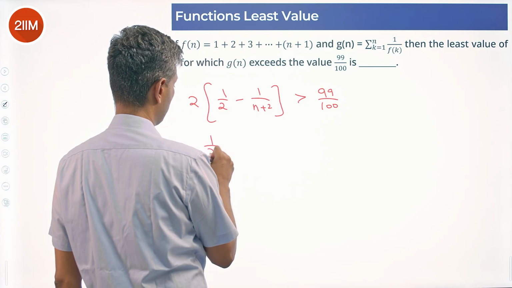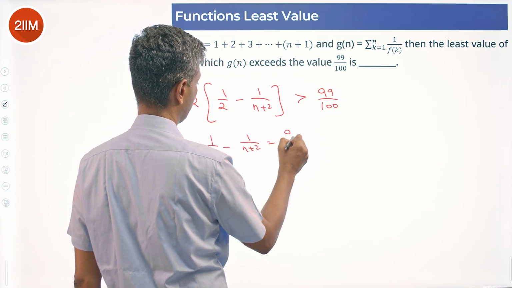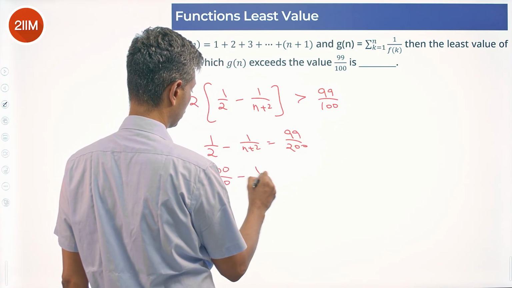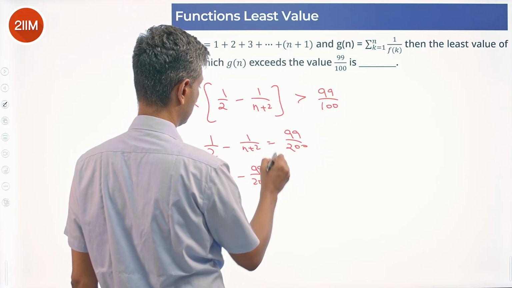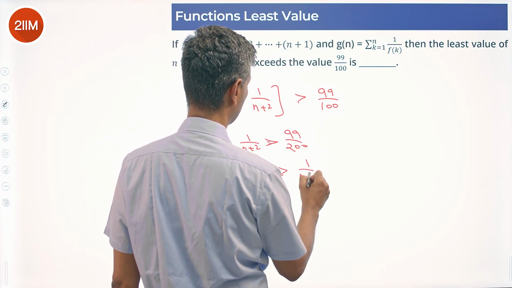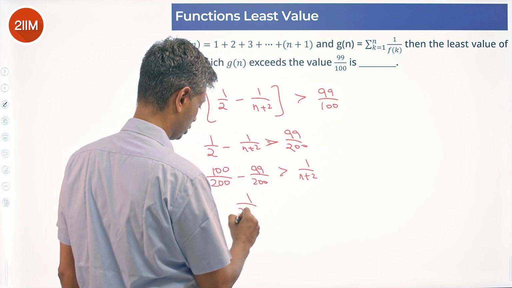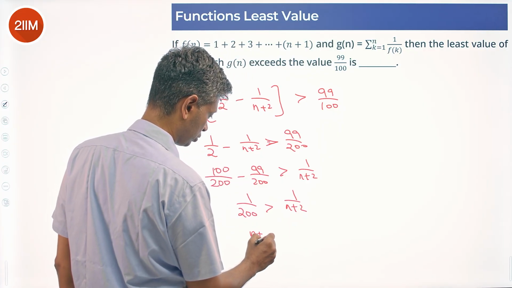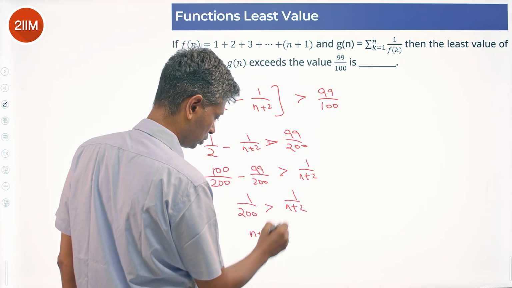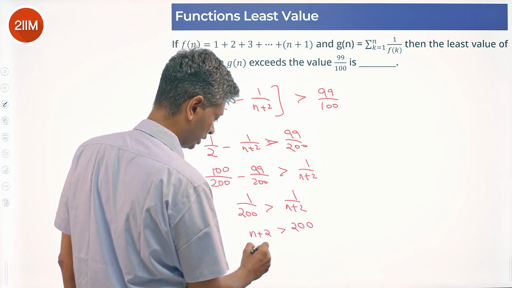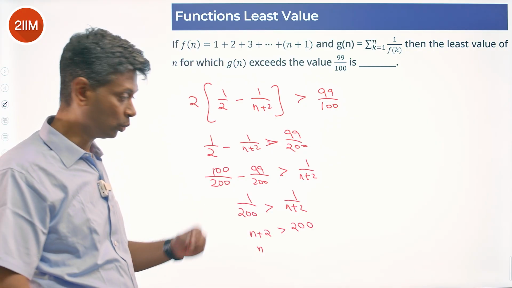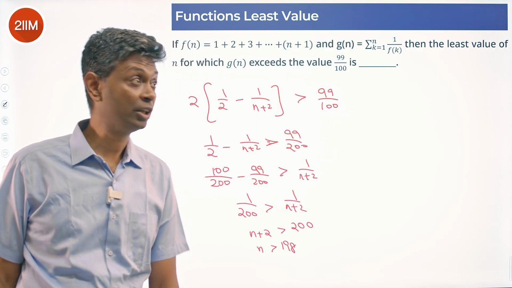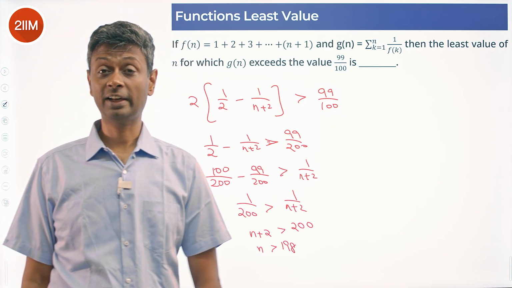So 1 by 2 minus 1 by n plus 2 is greater than 99 by 200. Bring this to the other side: 100 by 200 minus 99 by 200 is 1 by 200, greater than 1 by n plus 2. So n plus 2 is greater than 200. If n were 198, it would be equal. So n should be greater than 198, or the minimum value n can take is 199.